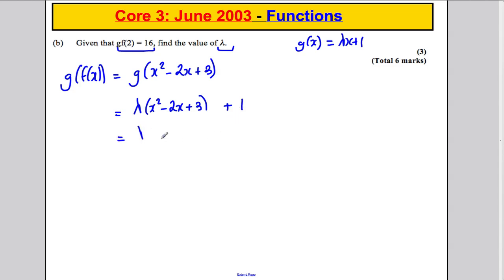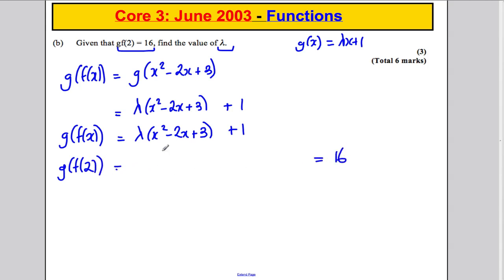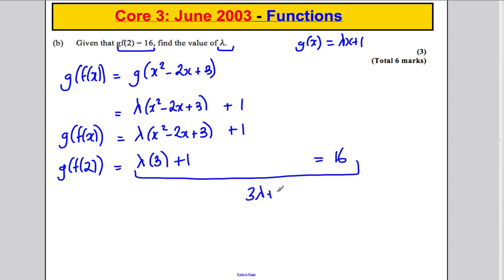Multiplying out, we get lambda (x squared subtract 2x plus 3) plus 1. Now that's g of f of x in general, but we're told that g of f of 2 is going to be equal to 16. That's like substituting 2 in here, so this would be lambda. If we put 2 in here, we would get 3, plus 1. So this is like solving 3 lambda plus 1 is 16. Subtract 1 from both sides, 3 lambda is 15. Divide both sides by 3, lambda is equal to 5.